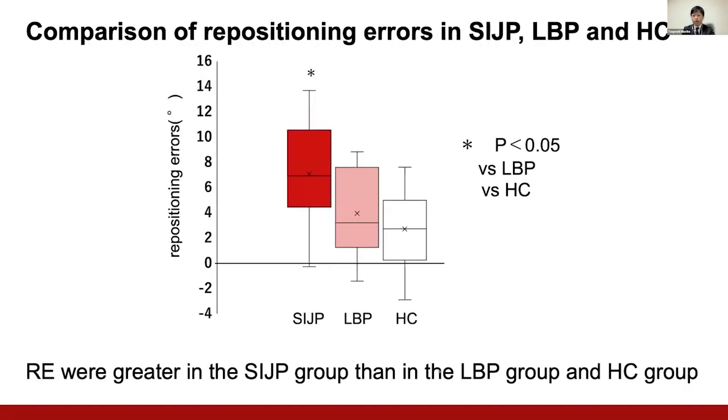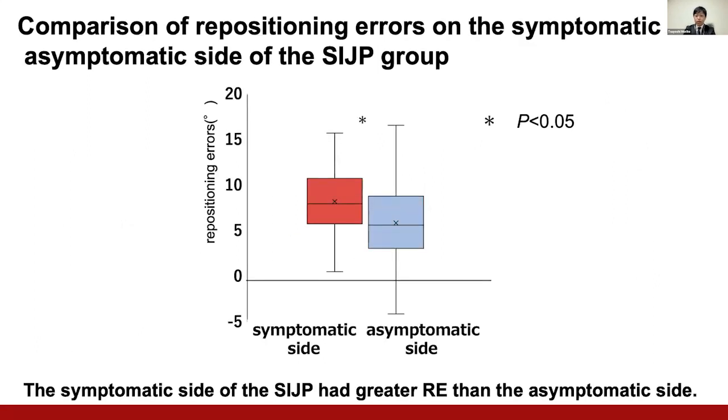The figure shows the results of repositioning errors. It was 3 degrees in the healthy group, 4 degrees in the LBP group, and 8 degrees in the SIJP group, and a significant difference was observed. In the SIJP group, we compared repositioning errors between the symptomatic and asymptomatic sides, and we found that the symptomatic side had significantly larger repositioning error than the asymptomatic side.